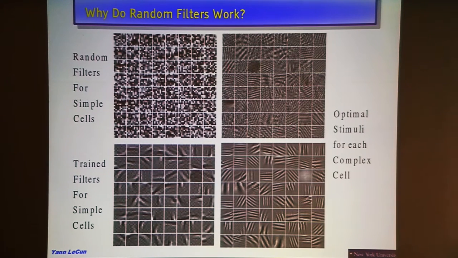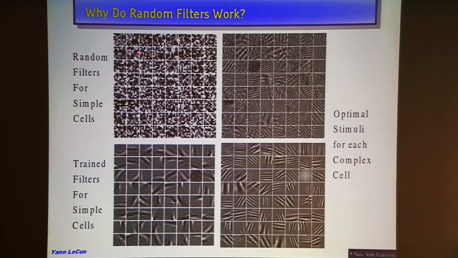The configuration that maximally activates this filter is also a grating. And for this filter, it's also a grating. So what that means is that those units, those complex cells, even though their weights are random, because of the contrast normalization, they get a kind of spontaneous orientation selectivity. Okay? So the contrast normalization has this kind of whitening effect.